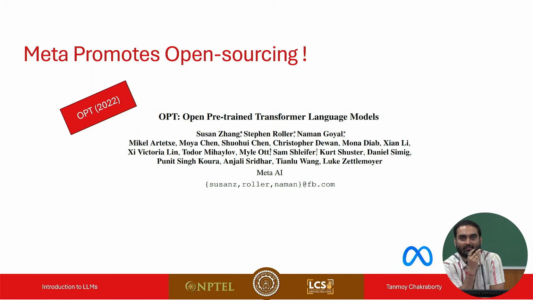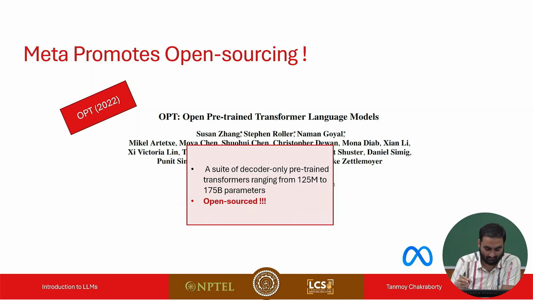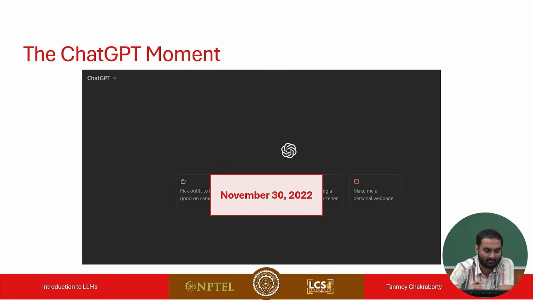Meta thought that since OpenAI and Google stopped promoting open science, open sourcing, let us only focus on open sourcing, right? So they proposed the idea of OPT, right? This is basically a suite of decoder-only models, from 125 million to 175 billion parameters, and these are open sourced, right?